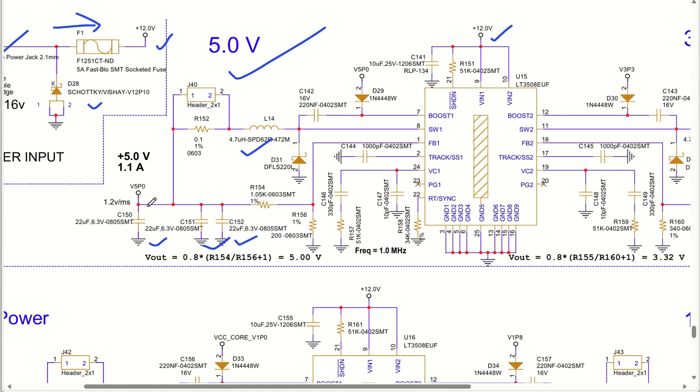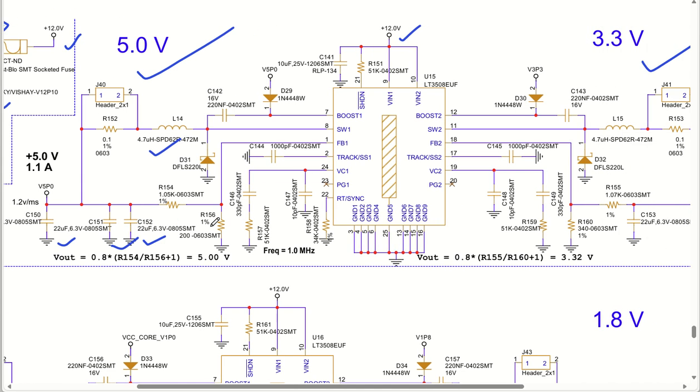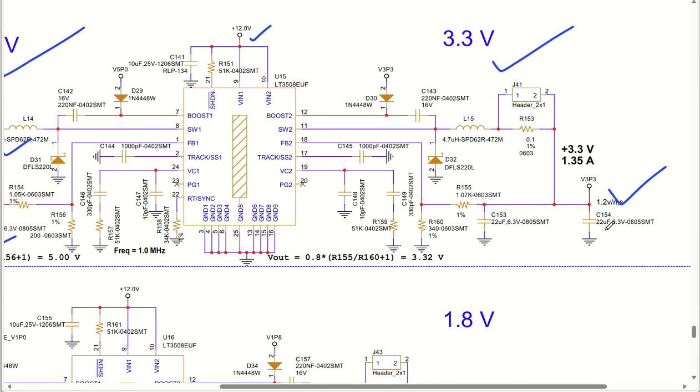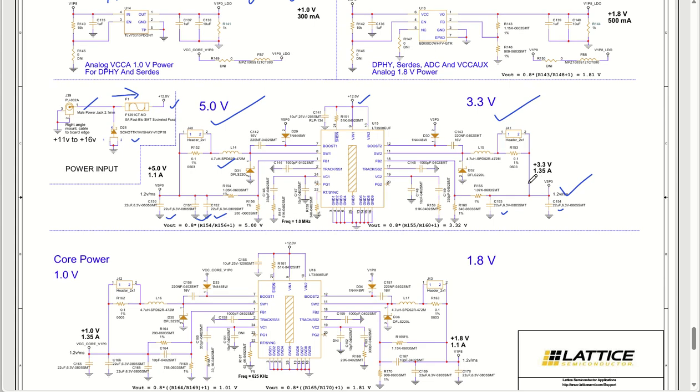There will be a voltage dip at high load conditions. In that case, this will serve the purpose. Similar to that, for 3.3 volt as well, you have 22 microfarad, two numbers. So we have 3.3 volt and 5 volt.